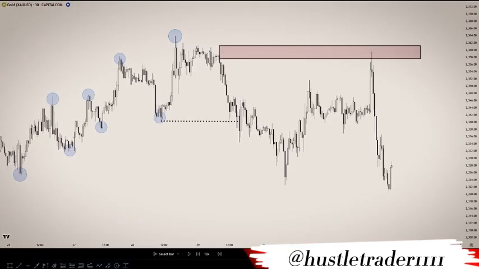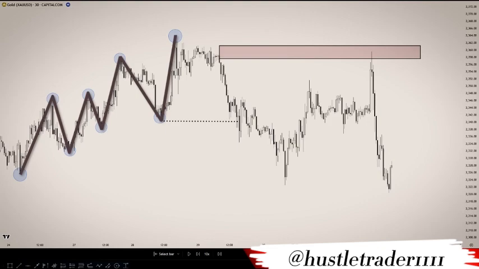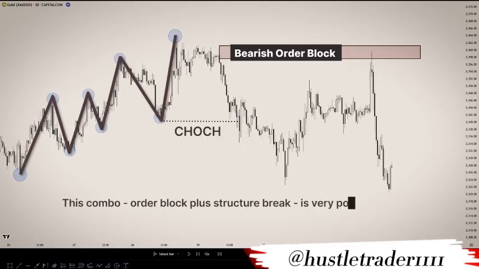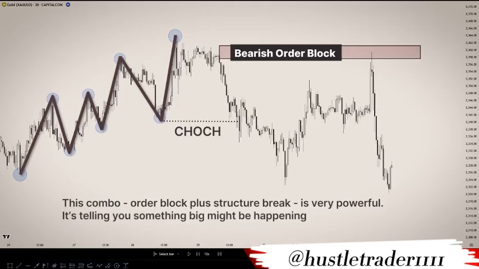Here's how it might play out. Let's say we're in an uptrend. We've got those higher highs and higher lows. Then price forms a bearish order block. Price drops from there, and this time, it doesn't just make a higher low. It smashes right through the previous low. That's a structure break. This combo, order block plus structure break, is very powerful. It's telling you something big might be happening. The trend that's been chugging along might be running out of steam.